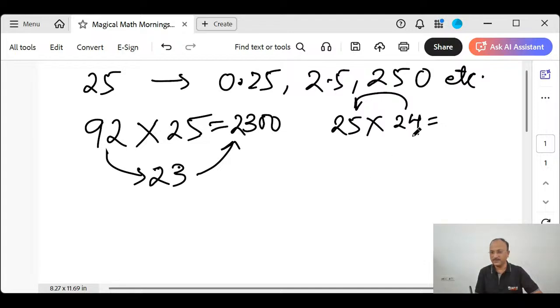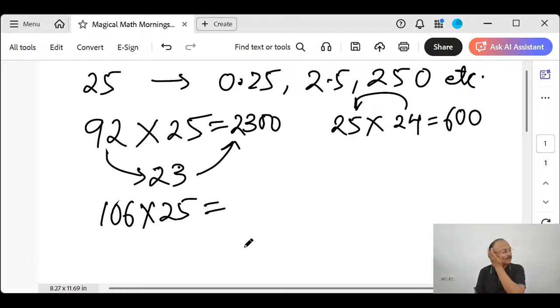Yes. It's perfect, correct? 24 half is one fourth of 24 is 6, correct? Two zeros followed means 600. That's it. Take one big number, 106 into 25.